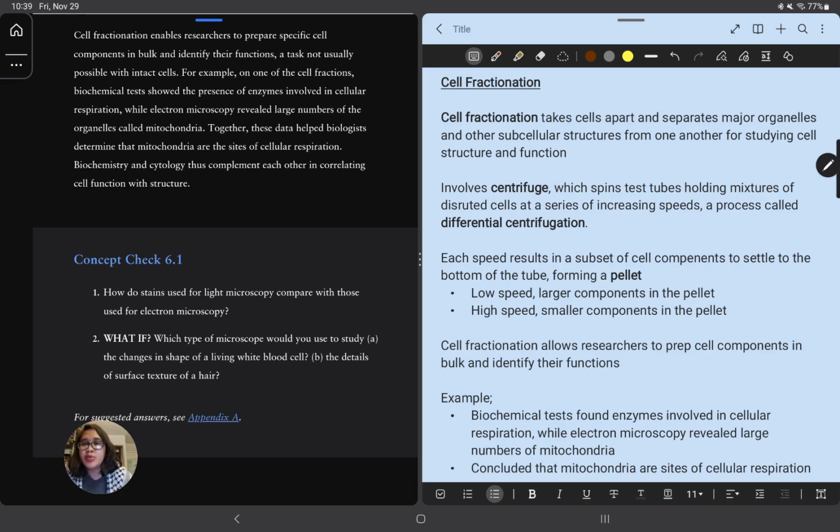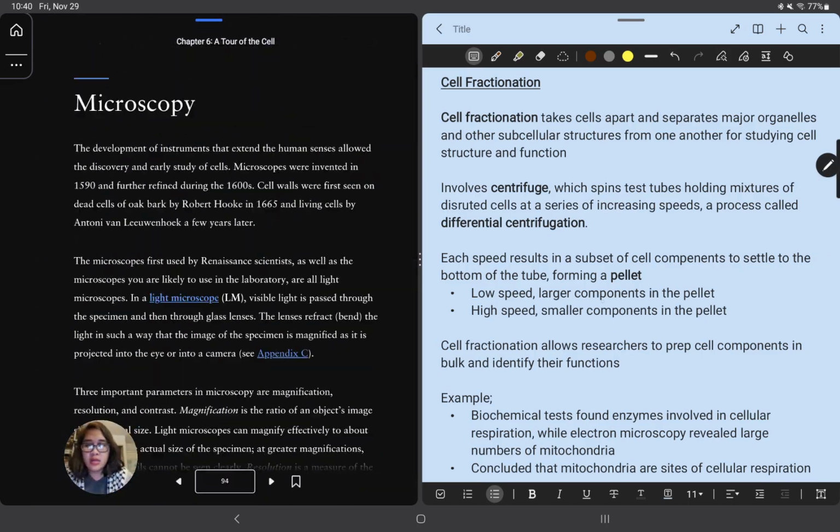Cell fractionation enables researchers to prepare specific cell components in bulk and identify their functions, a task not usually possible with intact cells. For example, on one of the cell fractions, biochemical tests showed the presence of enzymes involved in cellular respiration, while electron microscopy revealed large numbers of organelles called mitochondria. Together, these data help biologists determine that mitochondria are the sites of cellular respiration. Biochemistry and cytology thus complement each other in correlating cell function with structure.